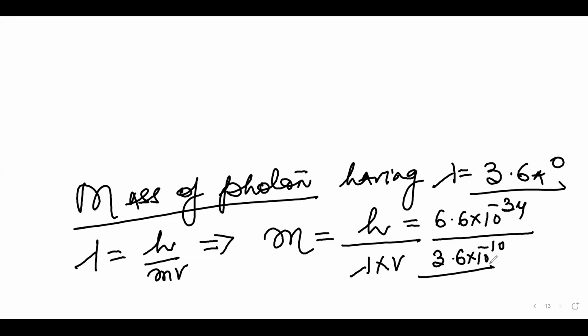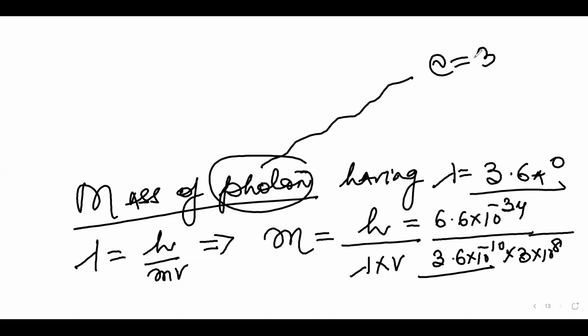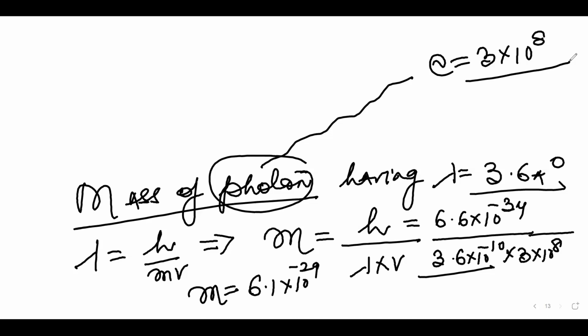meters, and velocity will be taken as 3 into 10 raised to power 8, because as it is a photon, it will be moving with the speed of light. So the photon word will give you the velocity here. Right or not? Yes, sir. Yes. So I have put up the values. Rest is all the calculation from where mass comes out to be 6.1 into 10 raised to power minus 29.